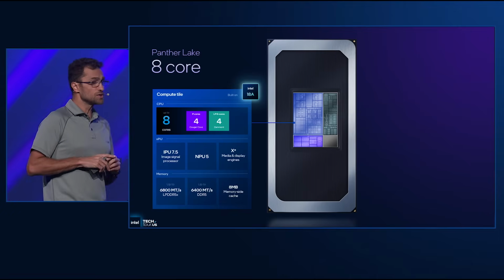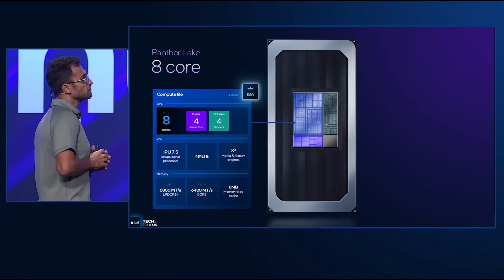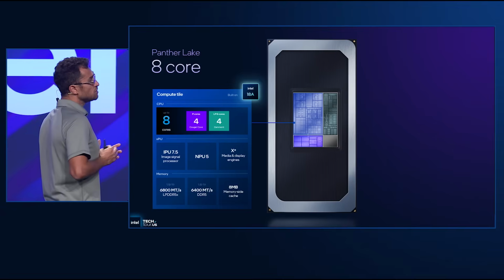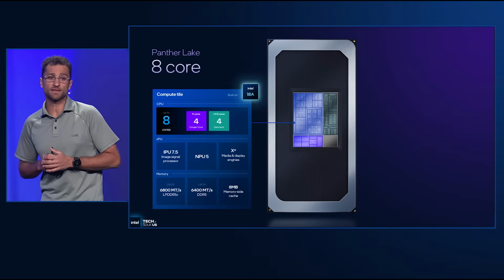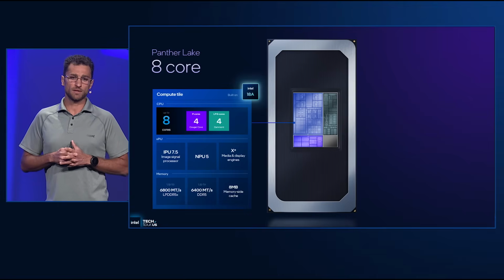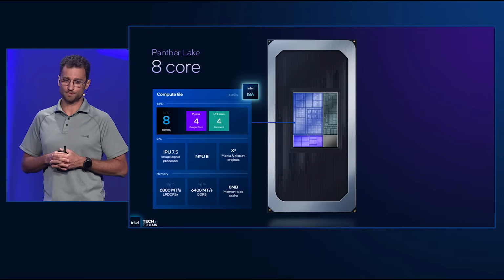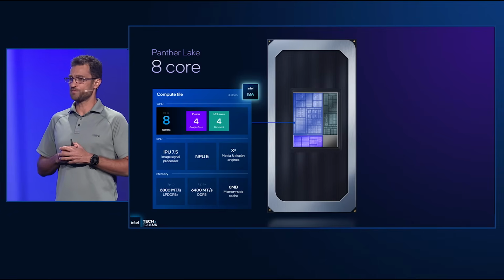The compute tile also includes our imaging processing unit, or IPU 7.5, for advanced imaging acceleration, the neural processing unit, or NPU 5, for AI task acceleration, and the Xe and display engines. Memory-wise, it supports LP5 up to 6.8 giga transfer per second, and DDR5 up to 6.4 giga transfer per second. We can also carry over the successful 8 megabyte memory cache to boost performance and efficiency.